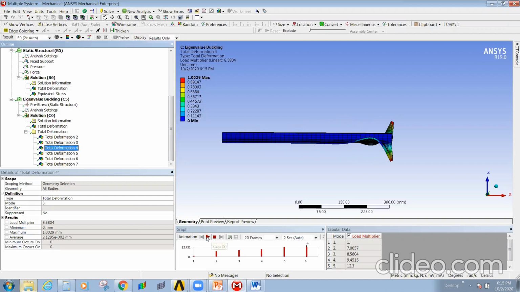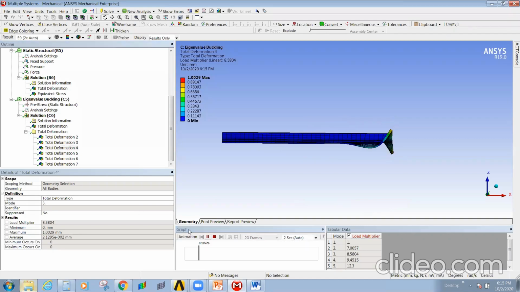Third mode shape for the same structure. It is like twisted up. Okay.